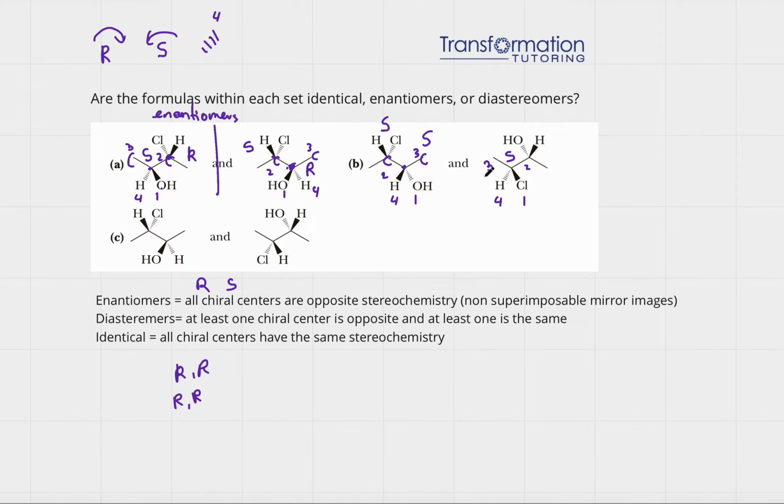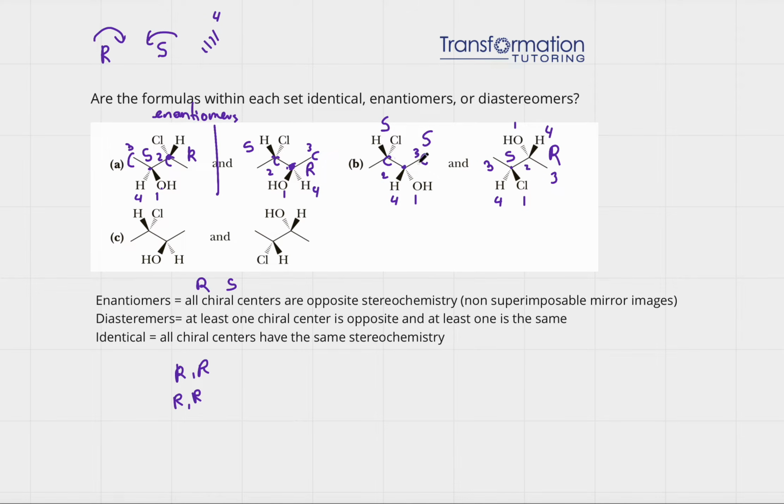1, 2, 3. Okay, now let's look at this one. 4, 1. This would be 2 as well because this carbon is connected to chlorine. This carbon is connected to all hydrogens. So this would be 3. 1, 2, 3. It looks like it's going in this direction, but because my lowest group is not on a dash, I have to switch it. So even though it looks like it's S, I'm going to switch it, so this must be R.